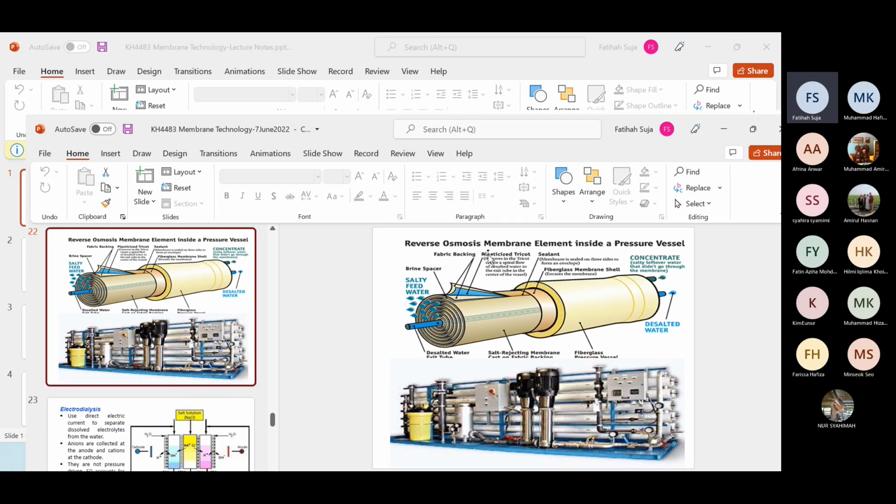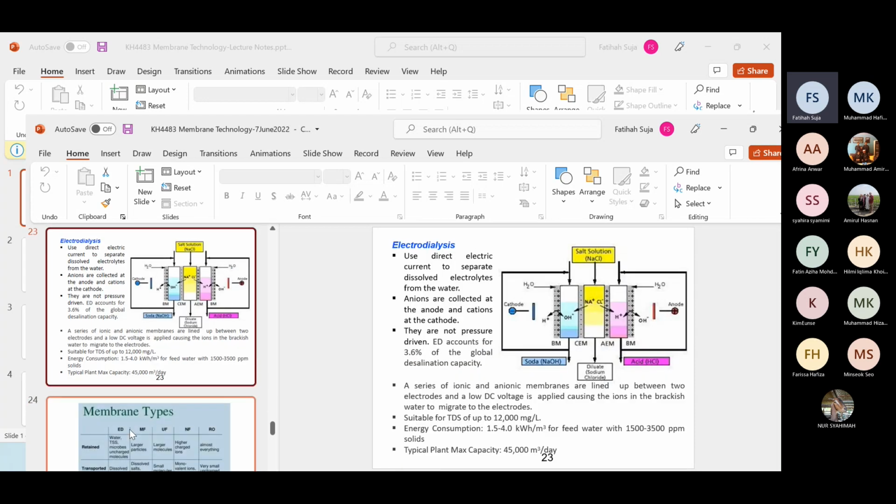Okay, so this is a reverse osmosis membrane element inside a pressure vessel. This is what you always buy, the membrane treatment unit. Then there is electrodialysis, which you also often hear about. Electrodialysis uses direct electric current to separate dissolved electrolytes from the water. Anions are collected at the anode and cations at the cathode. So electrodialysis is not a membrane process, but it separates the negative anions and cations. It is not pressure driven, because membrane processes are pressure driven, but electrodialysis is not.